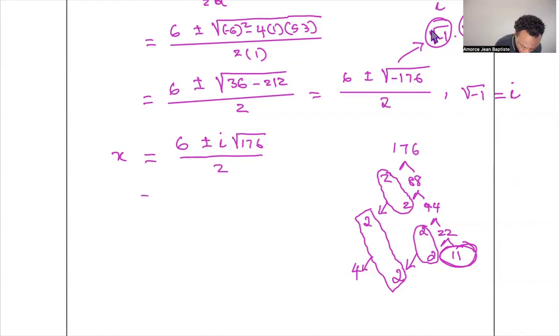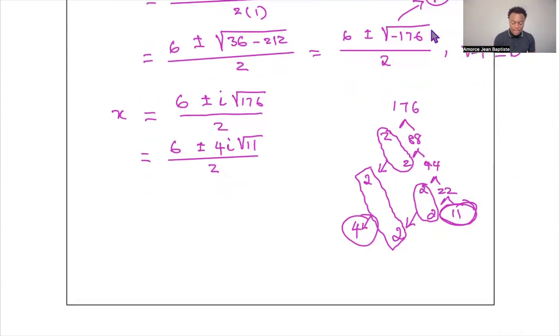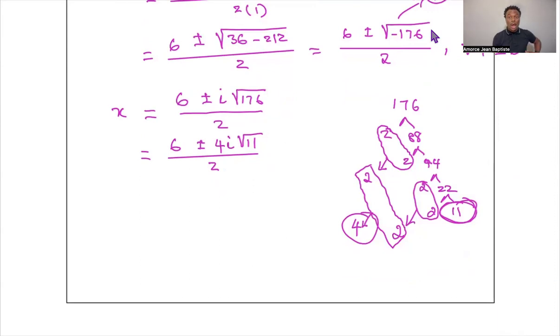So this expression will be simplified as 6 plus or minus 4i square root of 11, with the 4 outside and the 11 kept inside because it did not have a pair of factors. And then we have a 2 on the outside. Now we can simplify by 2 because all the terms are multiples of 2. Then that is x equals 3 plus or minus 2i square root of 11.